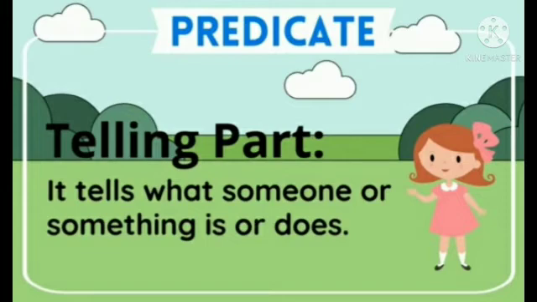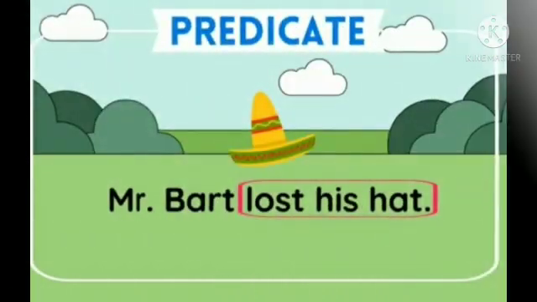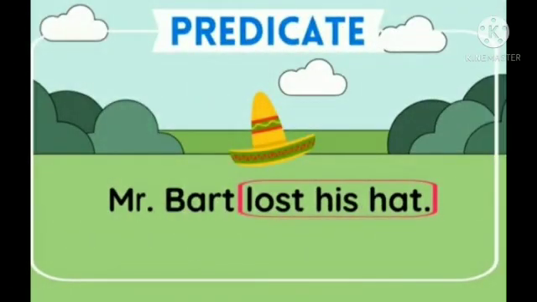So here the predicate is the part of the sentence that tells us something about the subject, dear children, or what the subject does. So the predicate tells something about the subject or what the subject does. And the predicate also contains an action. A predicate also contains the verb which shows the action, as you can see in the next example. Here it is, Mr. Bart lost his hat. Now here, lost his hat is the predicate. Why is it? Because this is the part of the sentence that tells something about the subject.